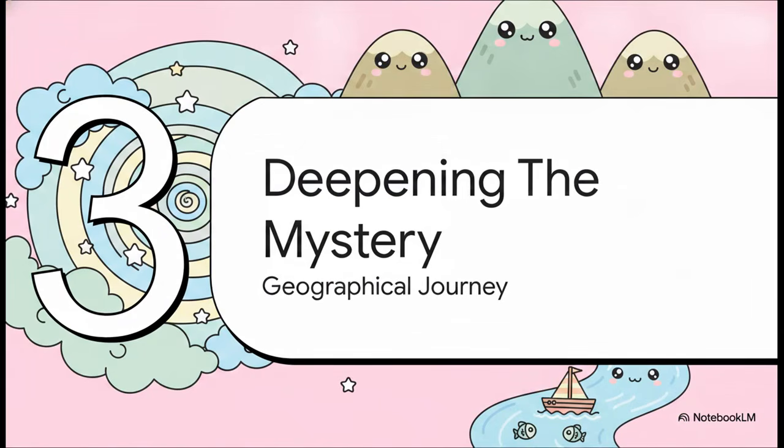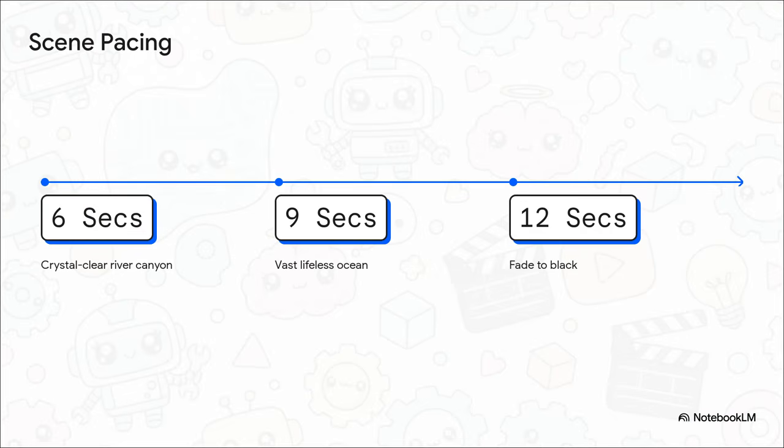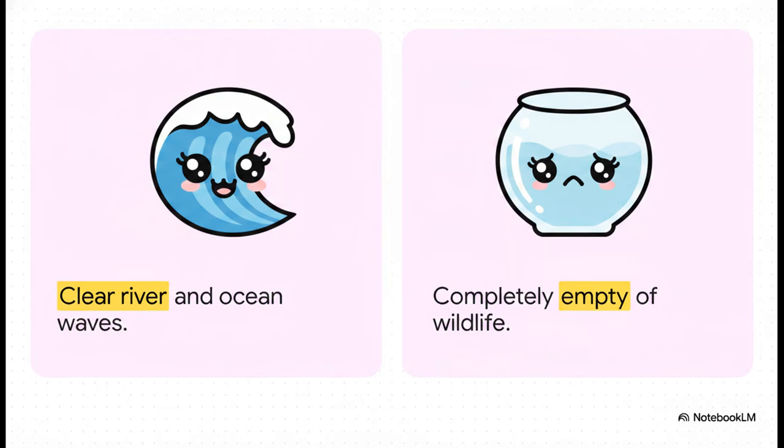Now, we deepen the mystery by taking the viewer on a sweeping geographical journey. We did urban, we did high altitude. Next, the prompt orchestrates a sweeping drop down to the water. Notice how we transition from a crystal clear canyon river at 6 seconds to a vast ocean reflecting a golden sunset at 9 seconds. The 3-second pacing stays totally identical, but the sheer scale expands, making that emptiness feel even larger.